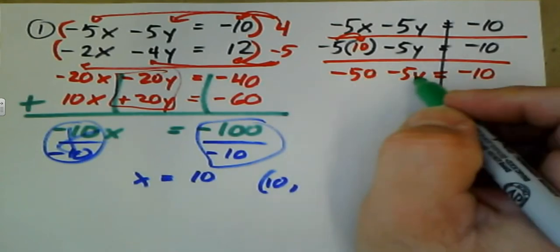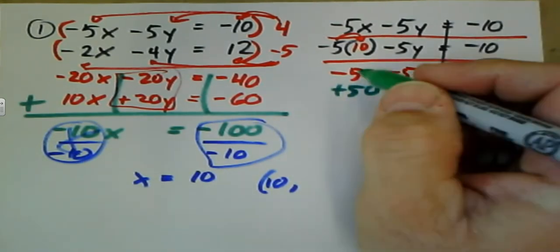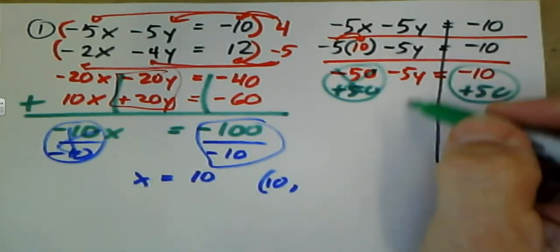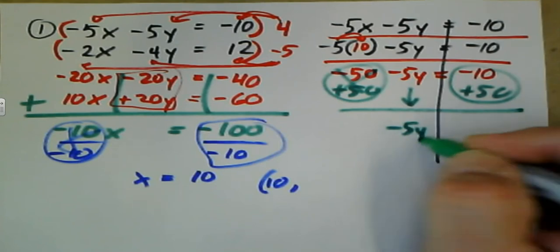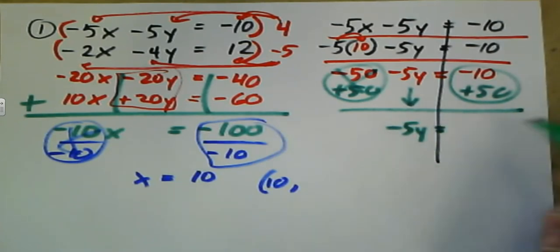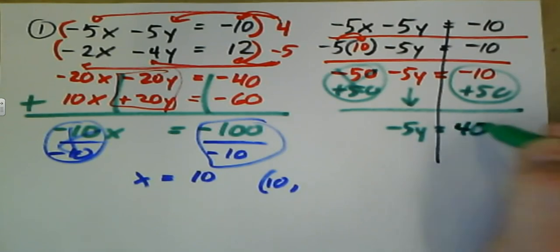We can get rid of something that's added or subtracted. That's the 50. Opposite operations are gone. This is another part right here. Everybody forgets to bring that down. One person just was putting a y. Don't do that. -10 plus 50 is 40.